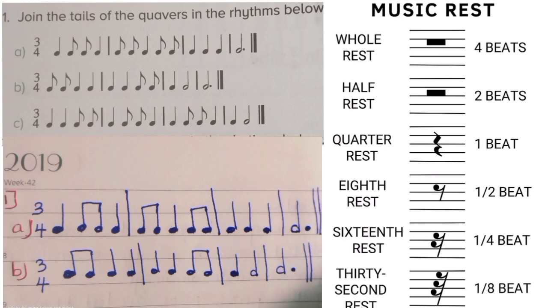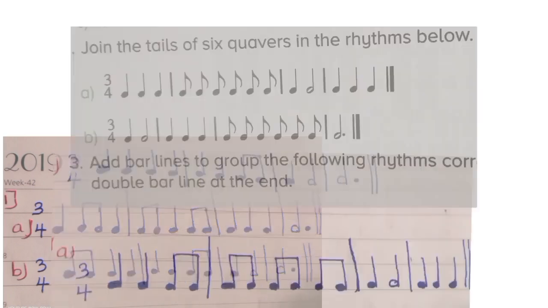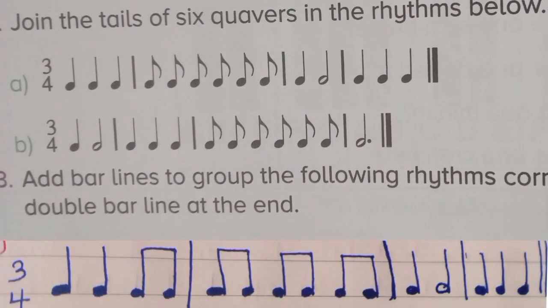So can you try to work out part C of that question, as we go to question number 2? Try to work it out and let me see your response there. So we have question 2. We are being told to join the tails of 6 quivers in the rhythm below. So I'll work question A and you will try to work out question B.